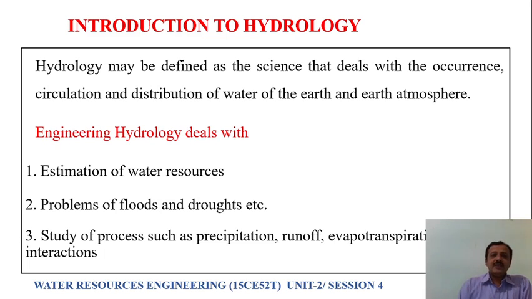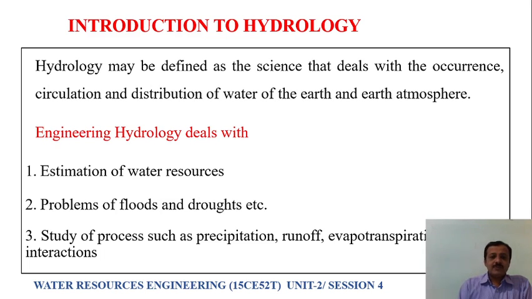Then what is this engineering hydrology? What does engineering hydrology deal with? The first is estimation of water resources. Engineering hydrology deals with how much quantity of water is available on the earth's surface. We have to estimate these water resources, either the river flow, how much quantity of water is flowing in the river, or the water availability in the reservoirs, or the water flow in the streams. This we call estimation of water resources.